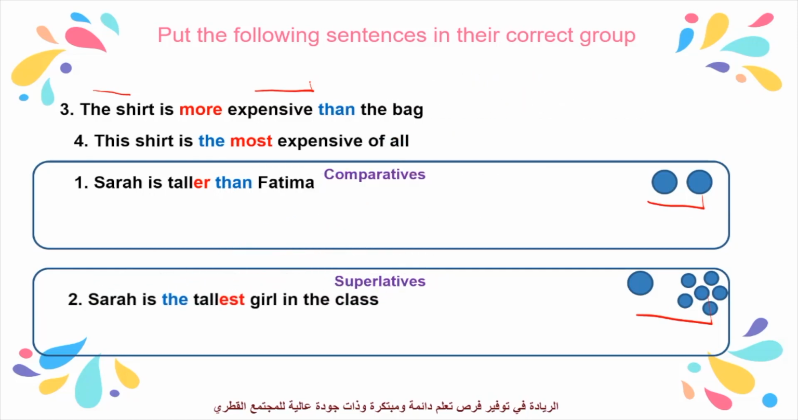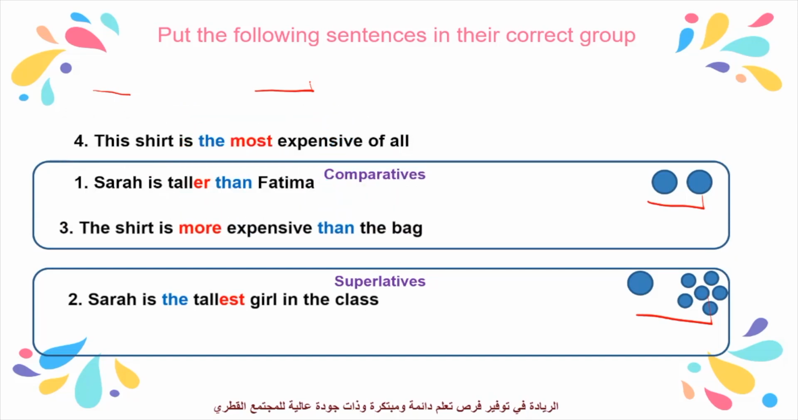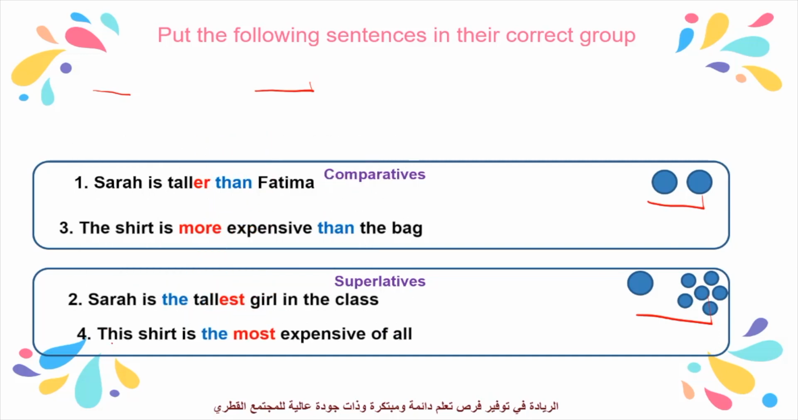Number 3. The shirt is more expensive than the bag. We are comparing between two things, the shirt and the bag. So this is excellent, a comparative. Last one. This shirt is the most expensive of all. What do you think? We have this shirt and all the other shirts or all the other things in the store. Excellent, very good. This is a superlative.